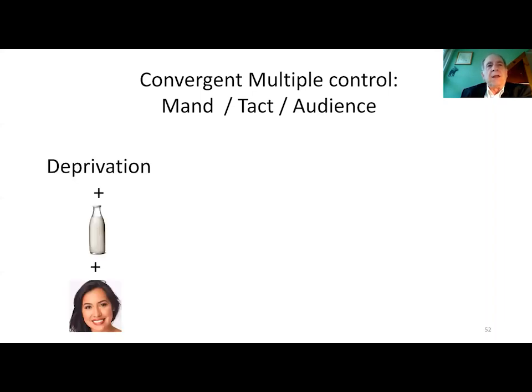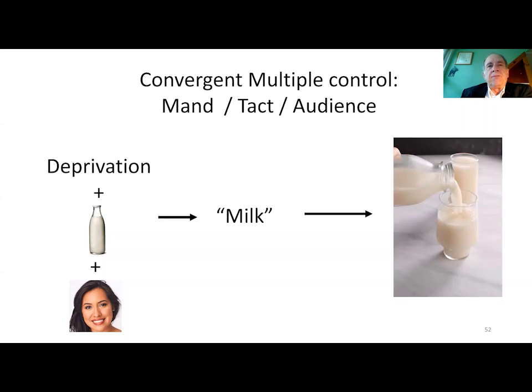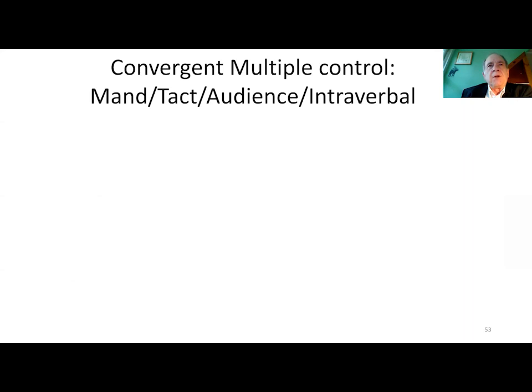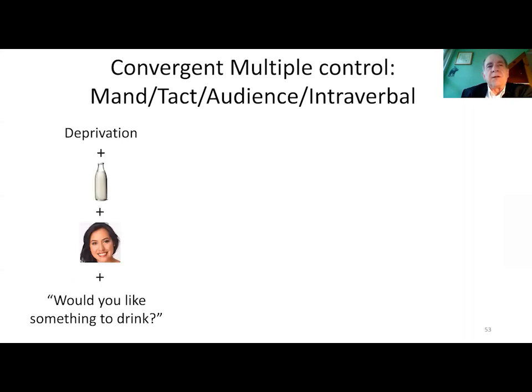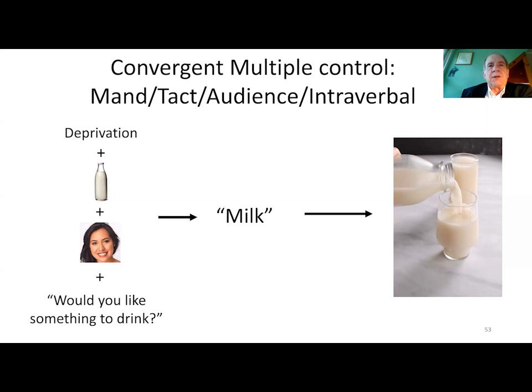But let's move on to this example where we have deprivation plus the sight of milk and in the presence of an audience, the mother. Any one of these three might occasion a child saying milk, but the three together make it more likely. That is, we seldom mand for things when there's no one present. We might, if the deprivation is severe, in a kind of magical mand, but typically we mand in the presence of other people. So there's three sources of control in this case. We can have intraverbal control as well. Suppose the mother says, "Would you like something to drink?" Well, a drink is intraverbally associated with the various beverages that we drink, and under these conditions, milk would have four sources of control.